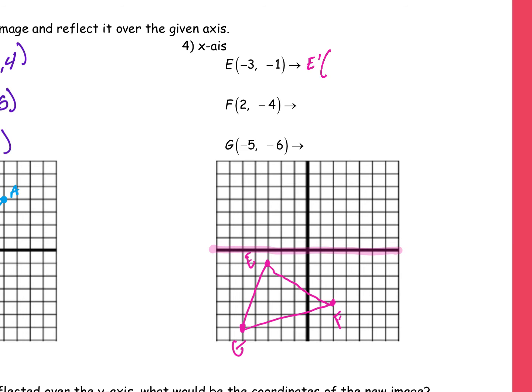What's staying the same if I'm flipping over my x-axis? What is staying the same, the x or the y? Yes. If I flip over my x-axis, x is staying the same. So why do we have to call it a different letter? Just so you know that E and E prime are related to each other. Does that make sense?